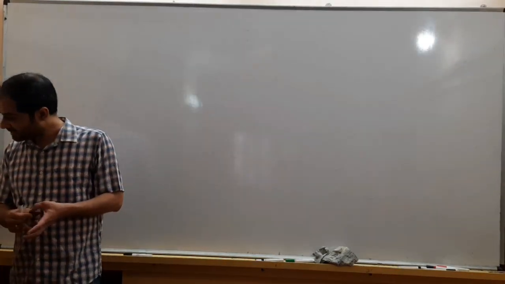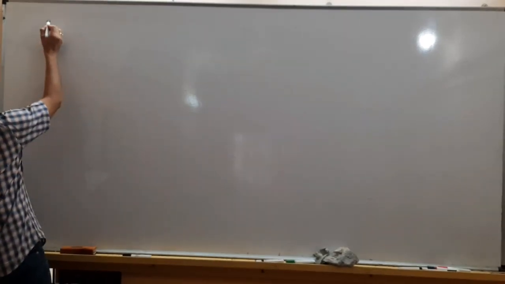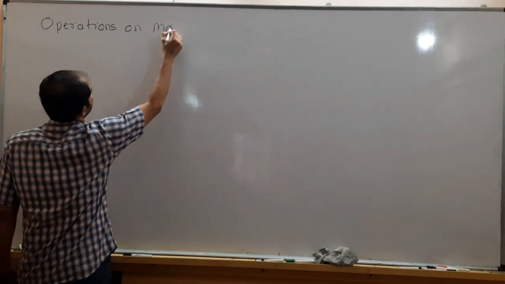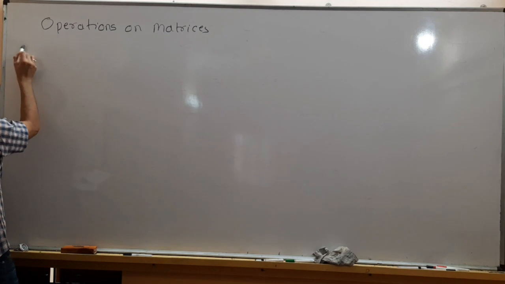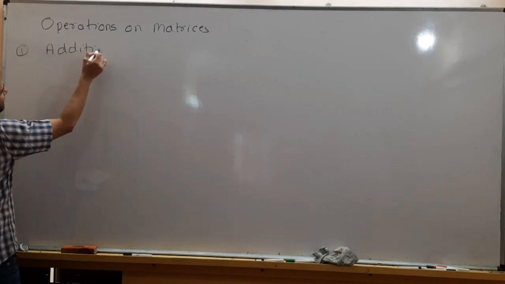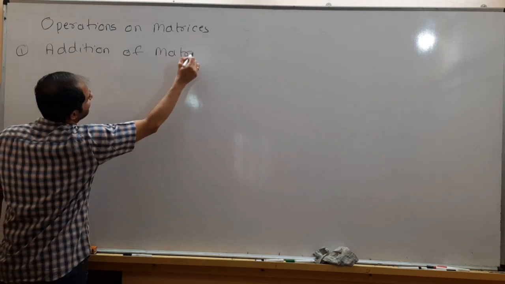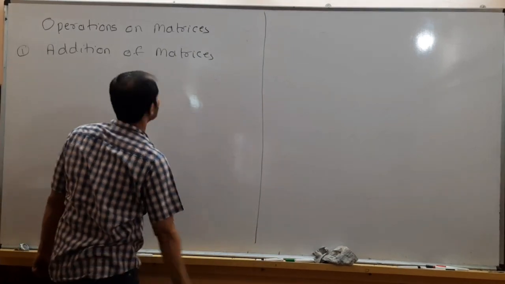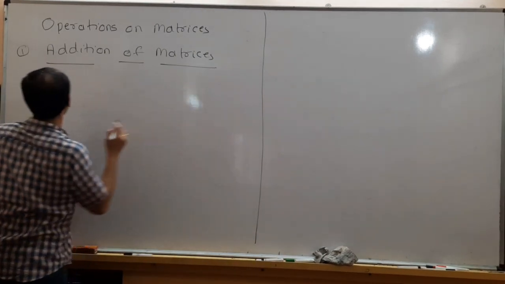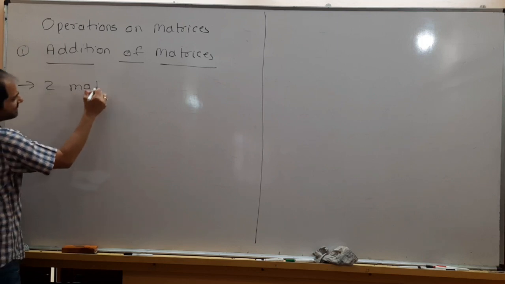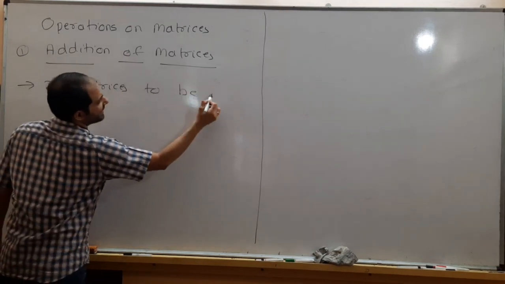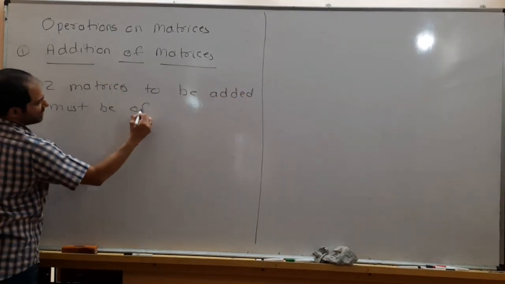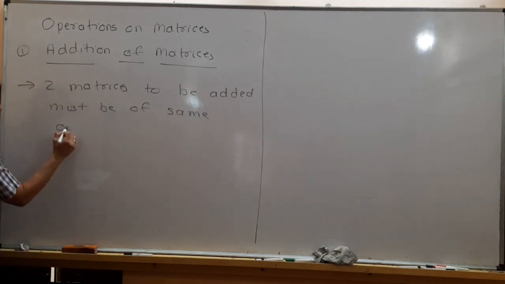Okay, now continue. Operations on matrices. First is addition of matrices. Now see, in matrices, the two matrices to be added must have the same order. Two matrices to be added must be of the same order.